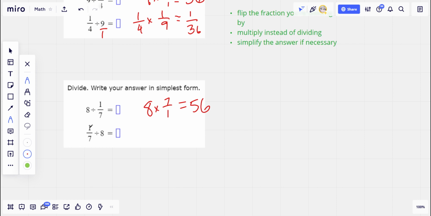All right, now here we have 1/7 divided by 8. So I'm going to convert this to a fraction, and then we'll turn this into a multiplication problem by taking the reciprocal of that fraction we're dividing by. And now we'll do the multiplication. On top, 1 times 1 is 1, and on the bottom, 7 times 8, 56. So 8 divided by 1/7 is 56, and 1/7 divided by 8 is 1/56. So that's a little bit of work with dividing by fractions.